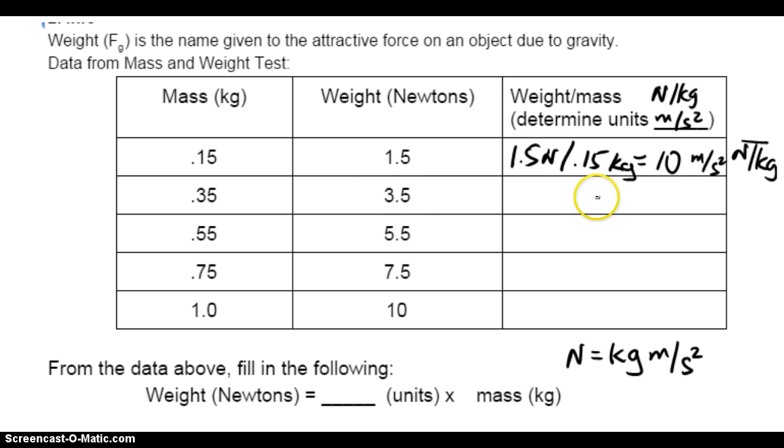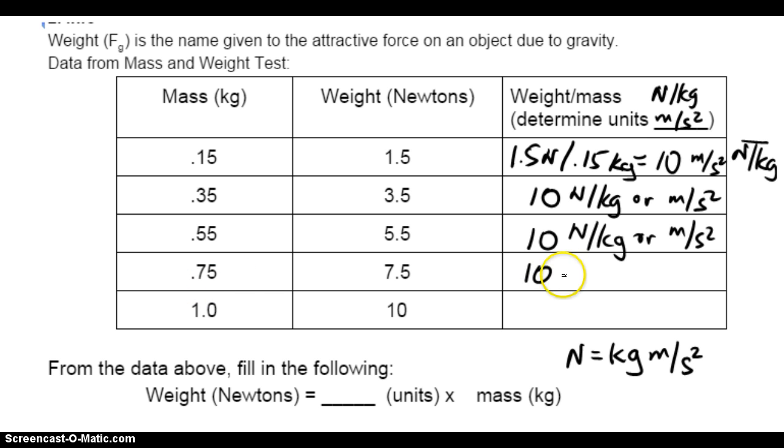3.5 divided by 0.35, you can see that that is also 10 newtons per kilogram or meters per second squared. Let me finish out the rest of that. 5.5 divided by 0.55, again, guess what? It's 10. 7.5 newtons and 0.75 kilograms, again we have 10 newtons per kilogram. We're probably starting to see a pattern here. And this last one, something that has a mass of 1 kilogram will have a weight of about 10 newtons.